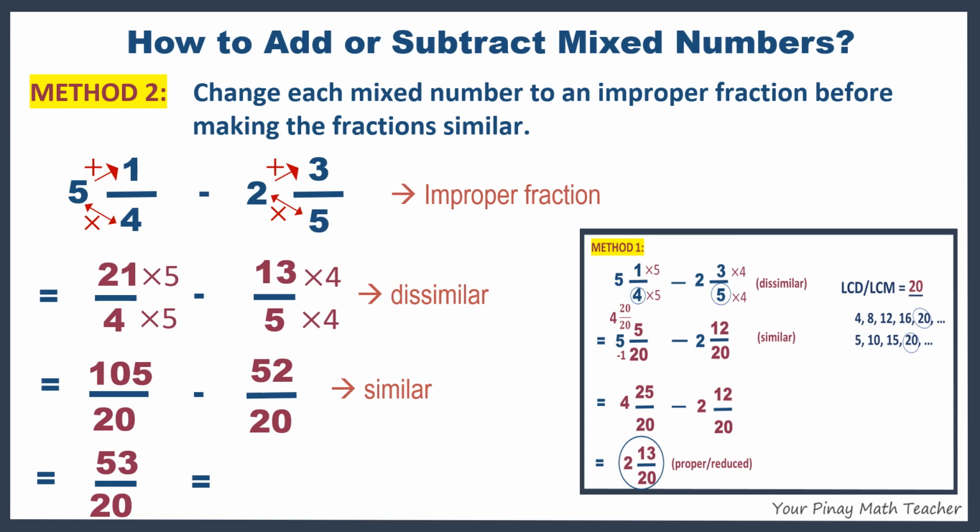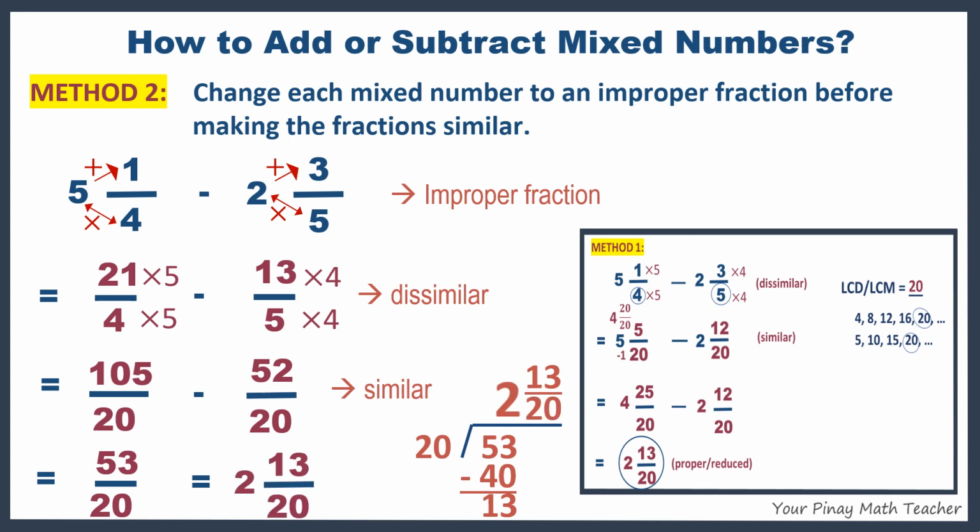And this improper fraction can be changed to a mixed number by dividing 53 by 20, which is equivalent to 2 and 13 over 20.